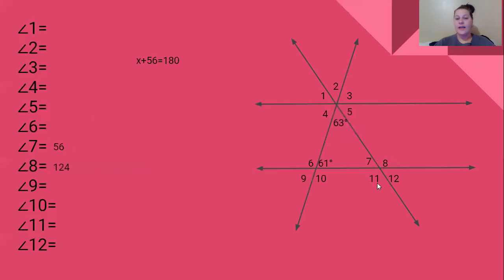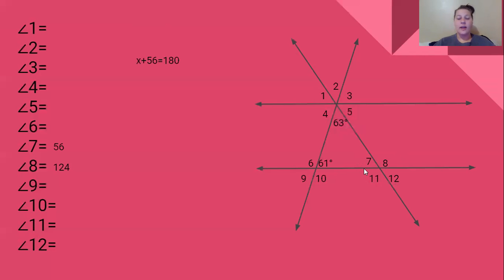Now we're going to move on to angles 11 and 12, but there are two ways that we can do it. Angle 12, you see, is a vertical of angle 7. So they are going to be congruent, which means that they're exactly the same. Same with angle number 8 and angle 11. They're verticals, so they're going to be exactly the same.